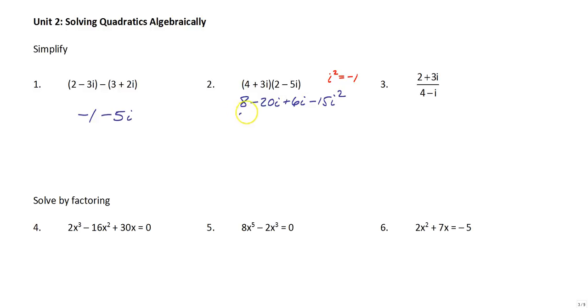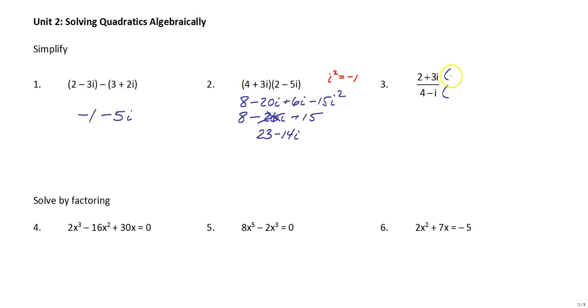So now this actually becomes 8 minus 14i, and a -15 times a -1 is going to give us a positive 15. Combine like terms one last time, and we have 23 minus 14i, because that's supposed to be a minus 14, not a minus 26. Don't know where I was on that one.